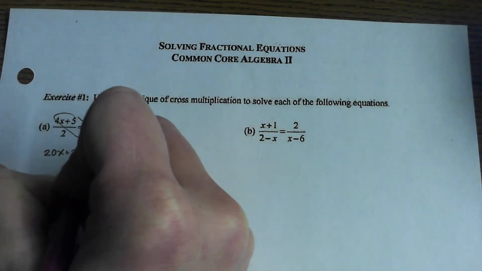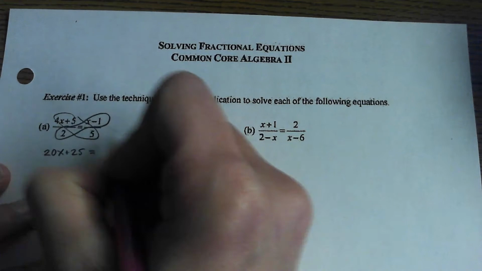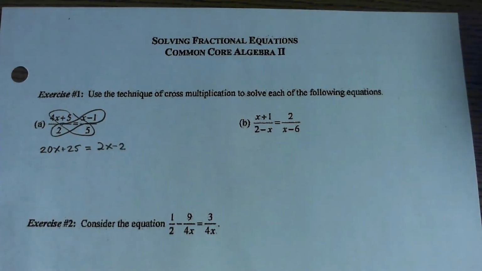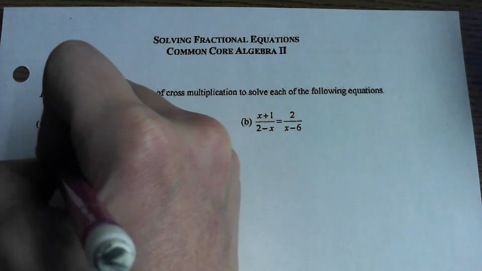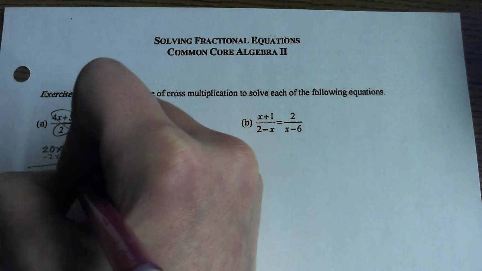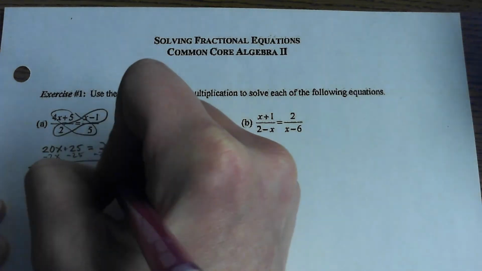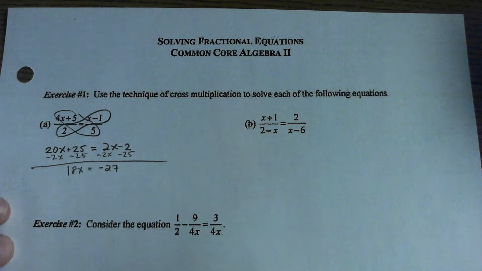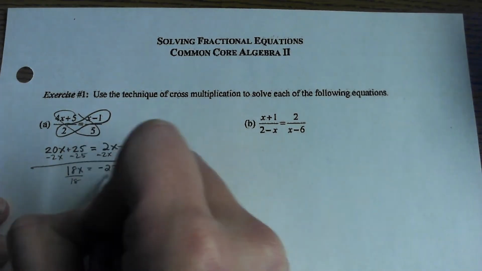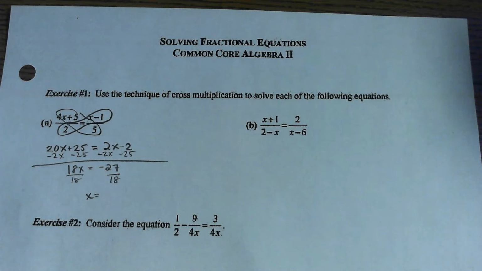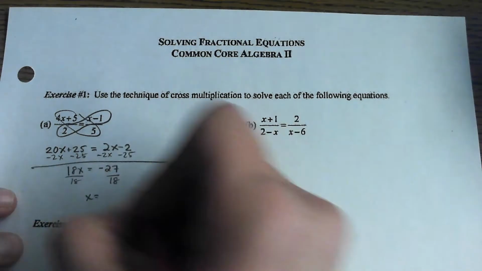20x plus 25 equals 2x minus 2. And then we just solve. Subtract your 2x's over to the left. Subtract your 25 over to the right. We have 18x equals negative 27. Divide by 18. Negative 27 18ths, those are both divisible by 9, so negative 3/2.